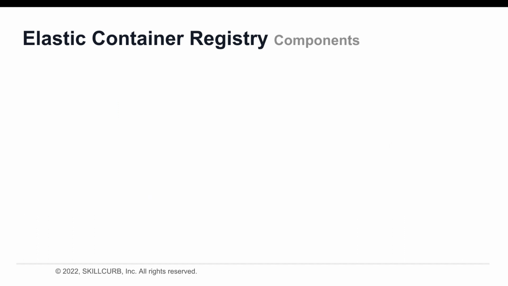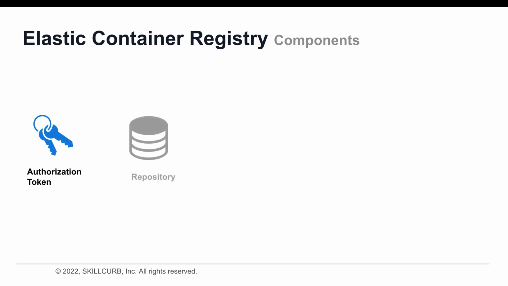Let's look at the components of ECR. The authorization token. Before they can push and pull their images, your clients must authenticate as AWS users to Amazon ECR registries. They do that via authorization tokens. The repository. The Docker images are found here. Images may be pushed and pulled from the repository by developers.